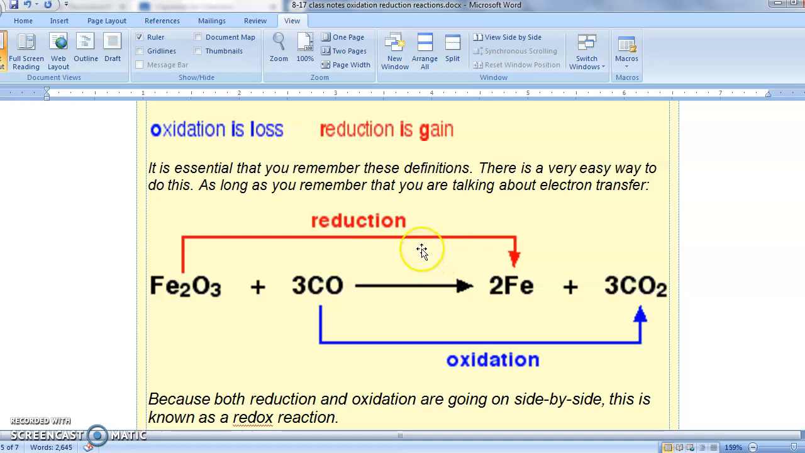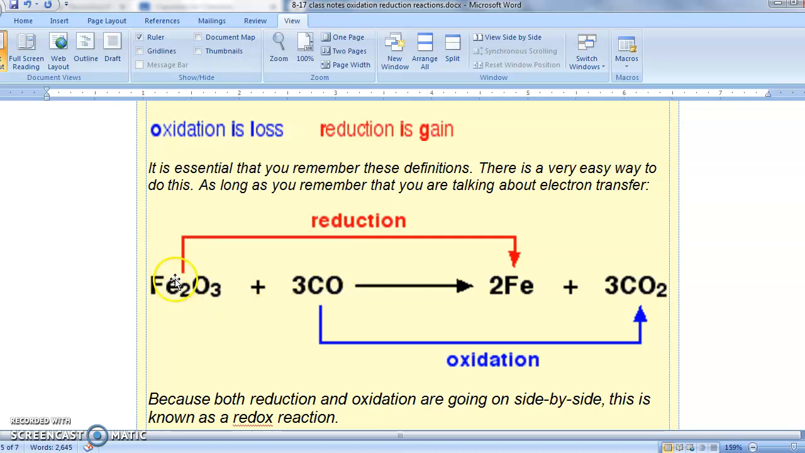This is not single. This is not double. This is not synthesis. This is not decomp. This is not a combustion reaction. This is not an acid-base neutralization reaction. It doesn't fit any of the other types. Well, this happens to be a redox or oxidation reduction reaction. How can we tell? The oxidation numbers of things here have changed.